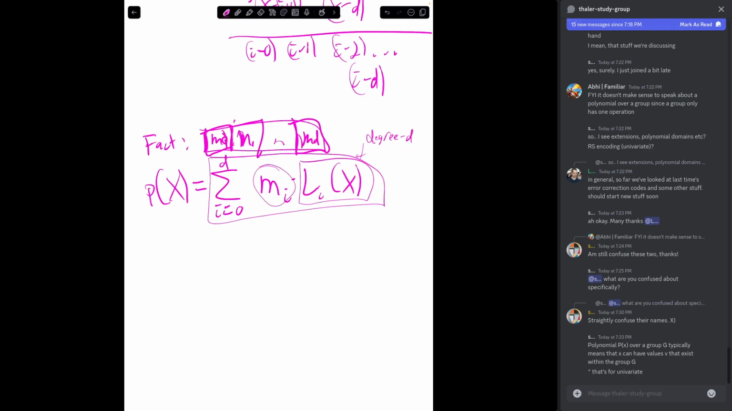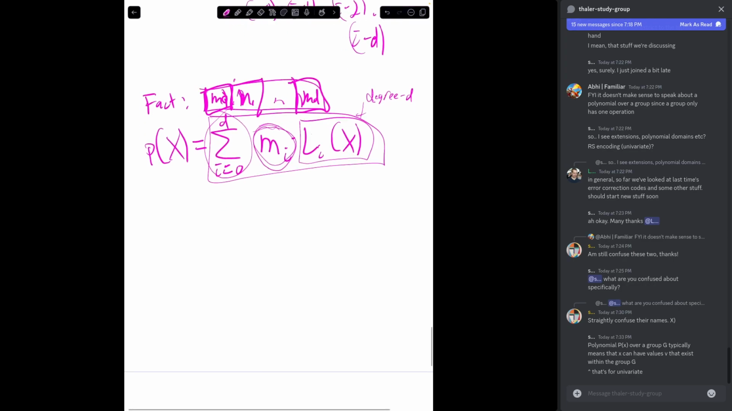Each Lagrange basis polynomial is multiplied by a constant mi, which doesn't increase the degree. And if I sum up a bunch of degree D things, I still have a degree D thing. So this is clearly a degree D polynomial. And if I feed into it some number I, where I is in 0, 1 up to D, what does the sum do?